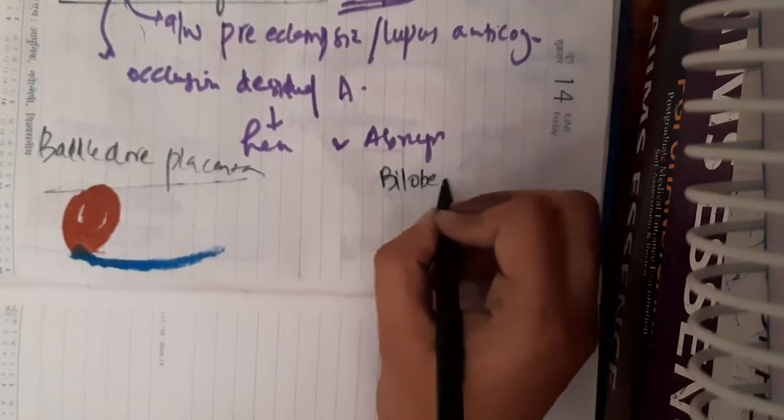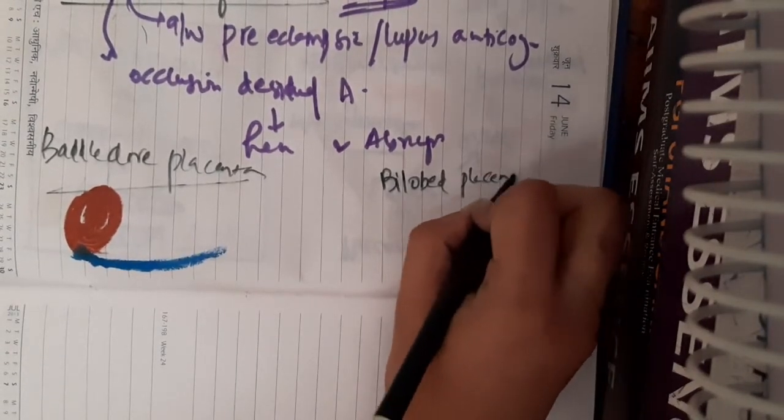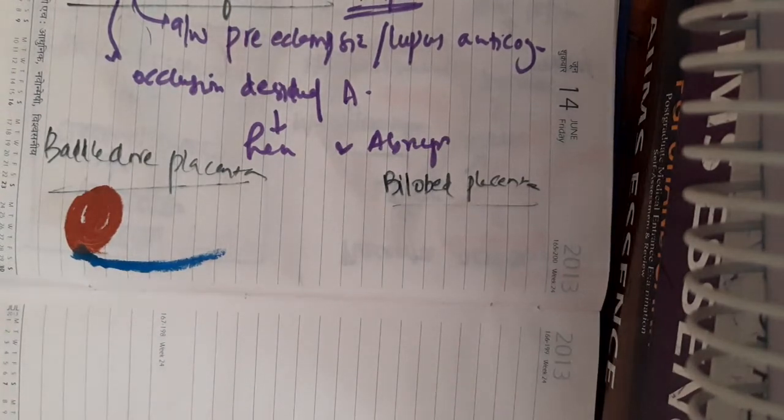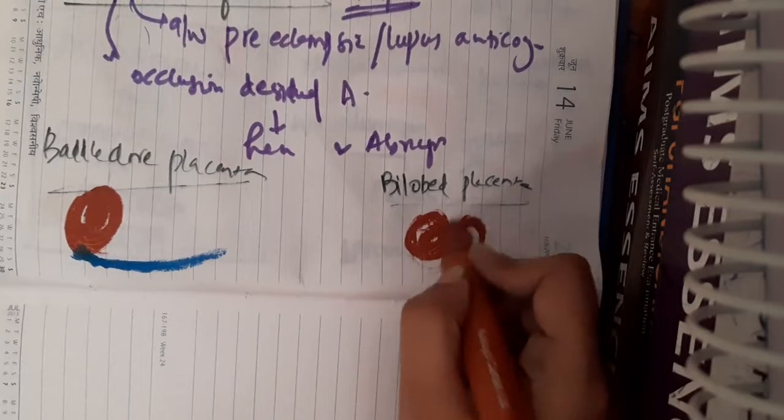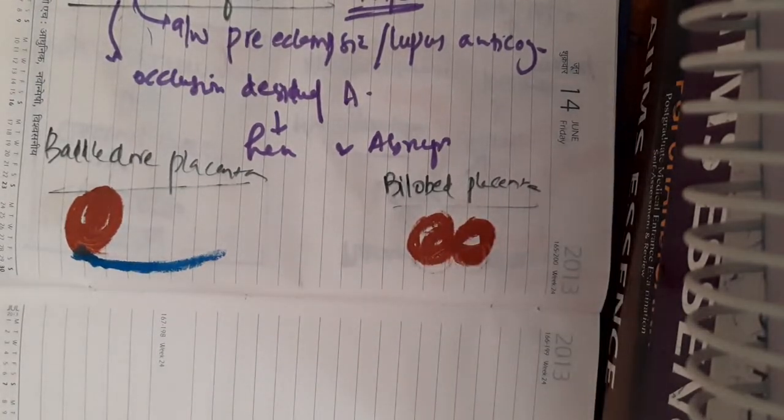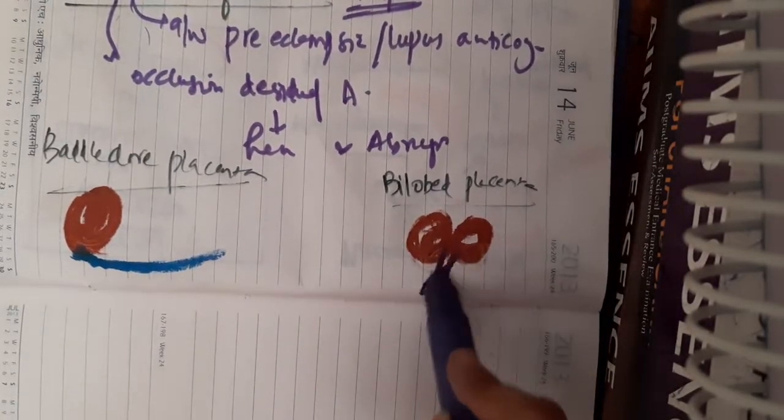Then we have bilobed placenta. In bilobed placenta, two lobes are seen in the placenta like this. Okay, so this is about the bilobed placenta, right?